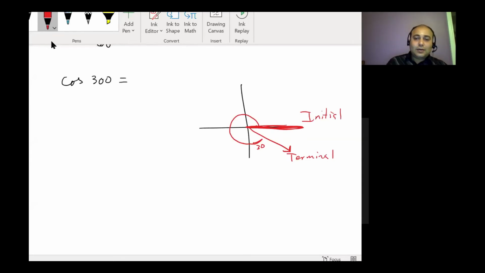Now let's get back to this. If your angle is 300, what's your reference angle? The reference angle is going to be this angle right here.